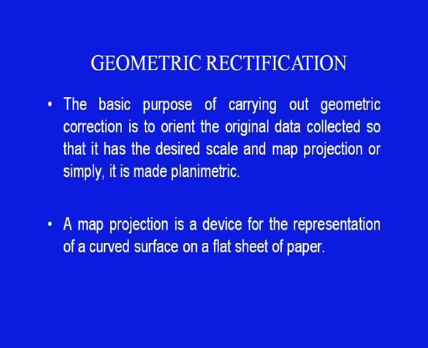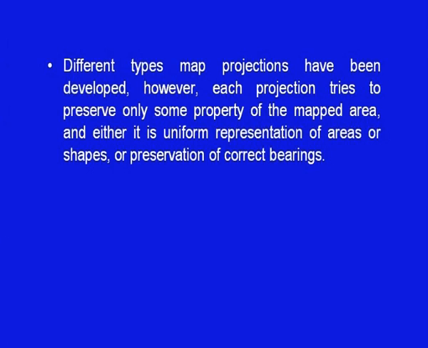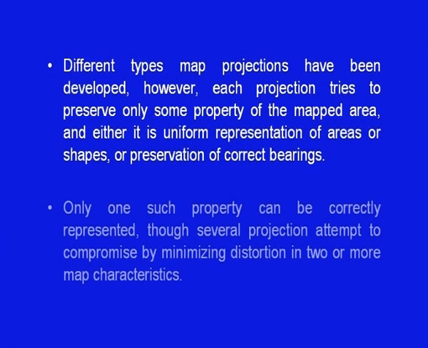A map projection is a device for the representation of a curved surface on a flat sheet of paper. Different types of map projections have been developed. However, each projection tries to preserve only some property of the mapped area, either uniform representation of area or shape or preservation of correct bearings. Only one such property can be correctly represented, though several projections attempt to compromise by minimizing distortions in two or more map characteristics.